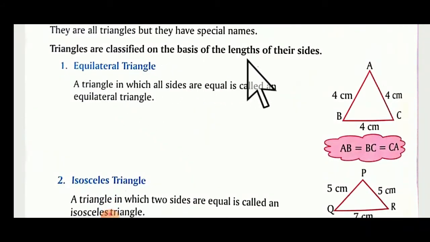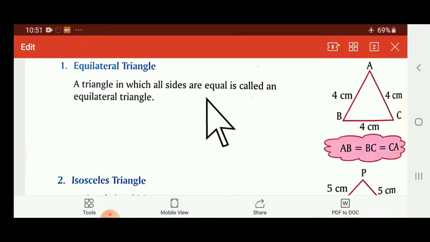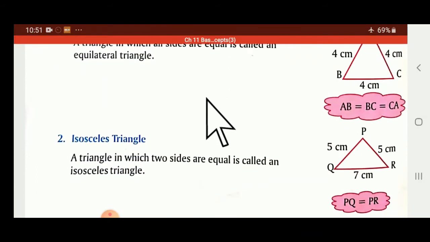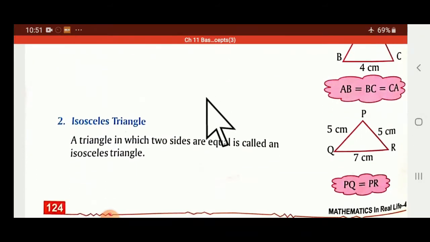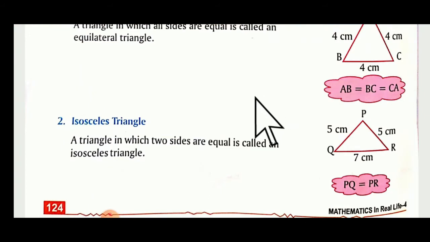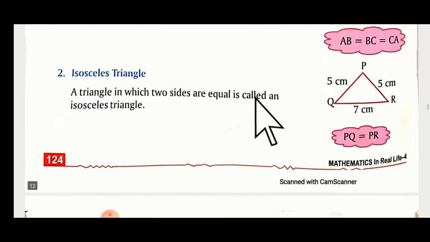Triangles are classified on the basis of the lengths of their sides. You are going to study this. See, first one, equilateral triangle. A triangle in which all sides are equal is called an equilateral triangle. In this, AB is 4 cm, BC is 4 cm and CA is 4 cm. See, all the 3 sides are equal, so that is called an equilateral triangle. AB equals BC, BC equals CA, all have 4 cm of length.